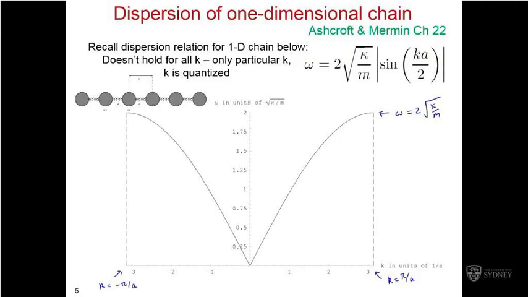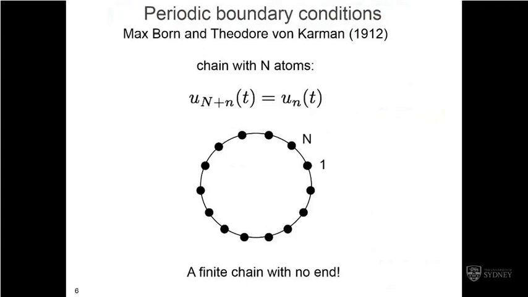So this is our chain. For example, we've got n atoms. These are the periodic boundary conditions that we are going to use. They're called Born-von Karman boundary conditions.